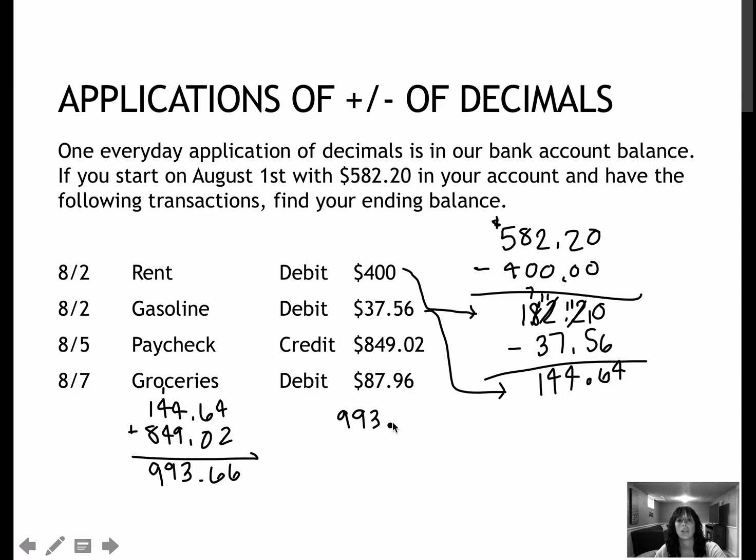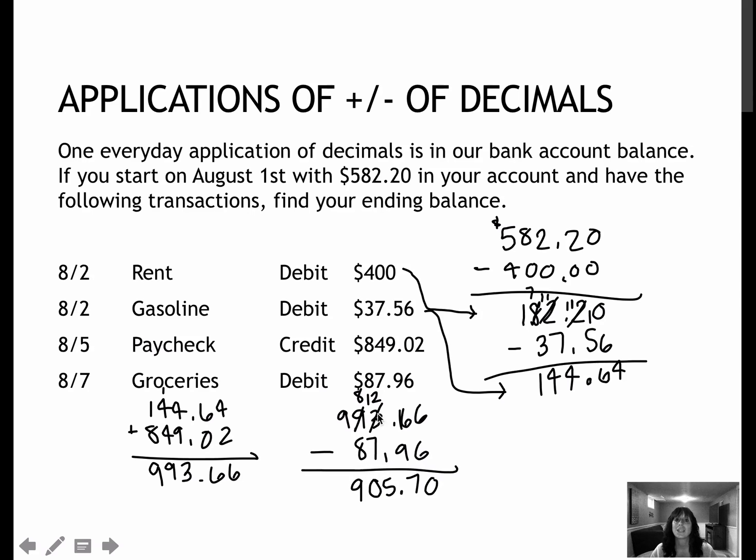So $993.66 minus $87.96. And when we're done, we will have our final answer. So 6 minus 6 is 0. I'm going to have to borrow to make that 16. 16 minus 9 is 7. 2 minus 7 doesn't work, so we borrow. 12 minus 7 is 5. 8 minus 8 is 0. And 9 minus nothing is 9.